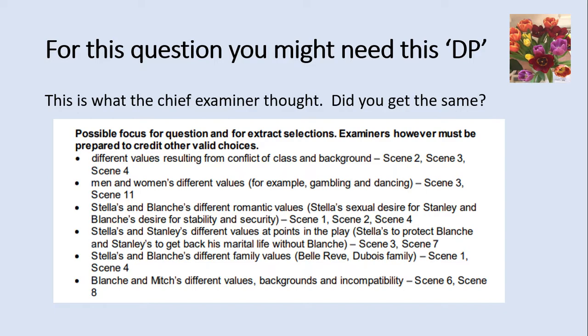Stella and Stanley's values at different points in the play. So, for example, Stella wants to protect Blanche. You see that in this scene where Stella sticks up for Blanche and gets an earful from Stanley as a result. But also, this idea that Stanley has a very particular view of his own marital life. Maybe looking back again at this idea of masculinity and male and female roles here, but Blanche doesn't figure in his plan. So obviously, looking at how she upsets that apple cart, and he's unable to play out his own values and his own ideologies about domestic life.